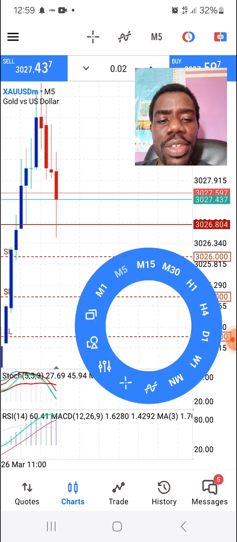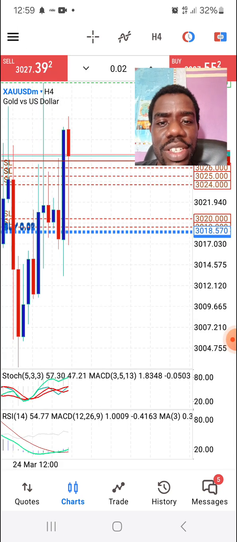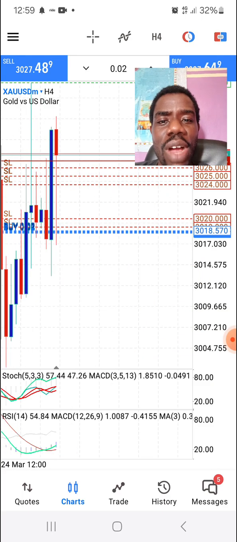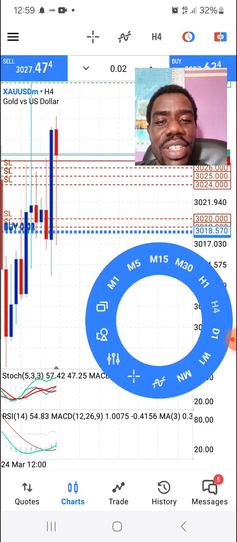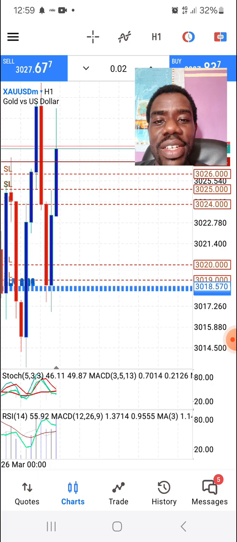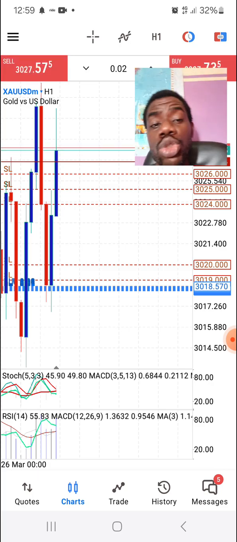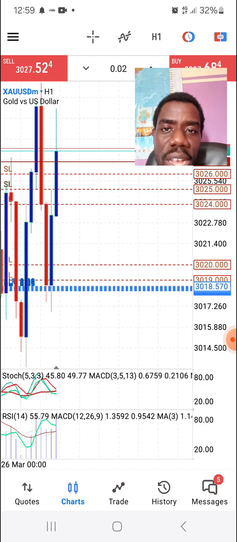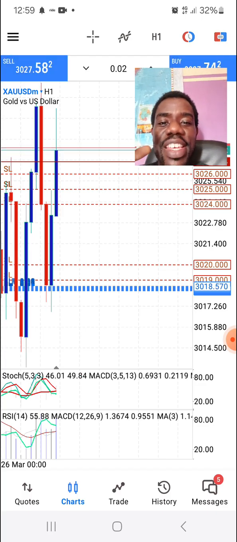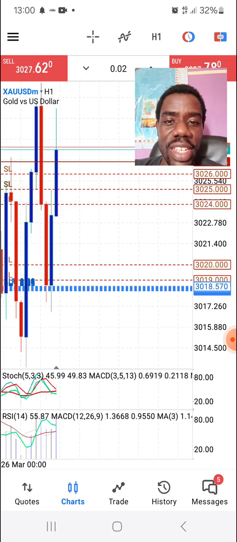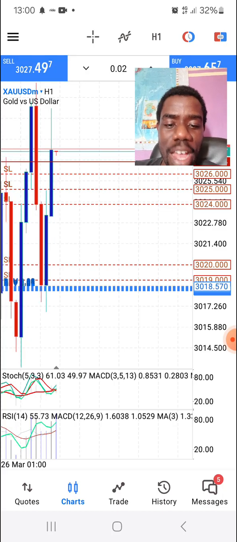But then let's go to the 4 hours. You can see that even on the 4 hours, the bullish indecision is strong. And then you can see the engulfing on the 1 hour, which is still pushing up. So it still shows that even though the bears are trying hard to come back to the market, the bulls are still having it.